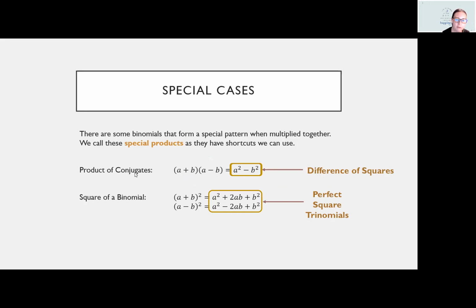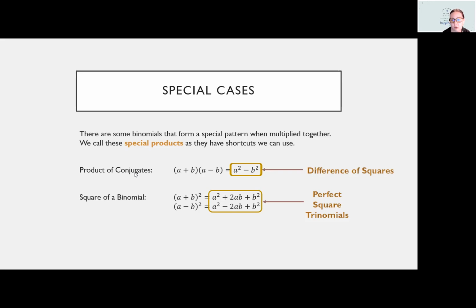So we have the product of conjugates, which results in what we call a difference of squares. If you look at that, you're multiplying two binomials together that look identical, they just have opposite signs. The result is going to be something squared minus something squared. So the minus is a difference, so it's literally a difference of squares. And this special case is the one that I recommend that you memorize.